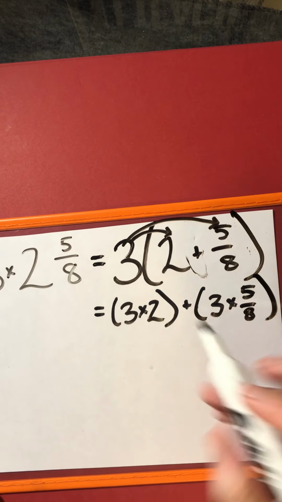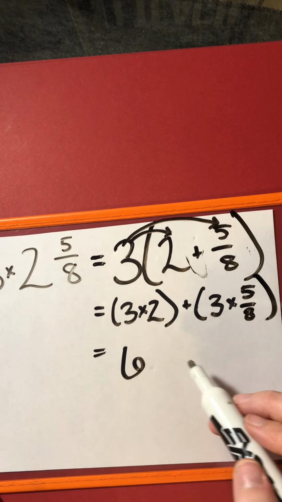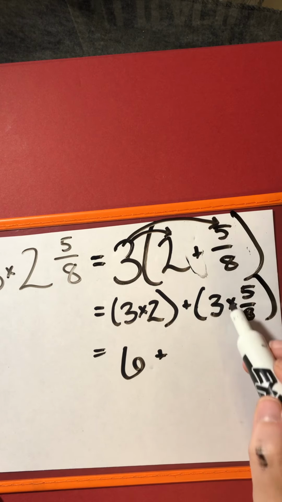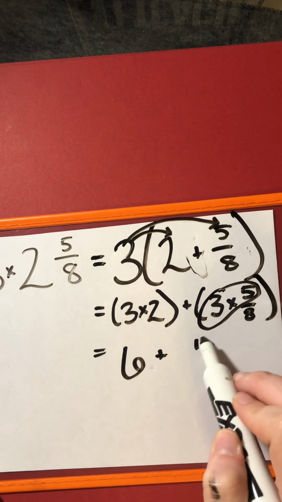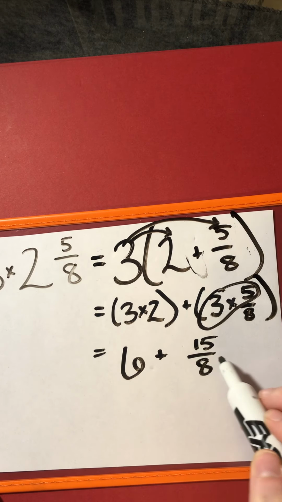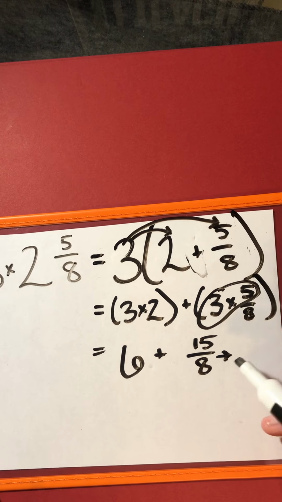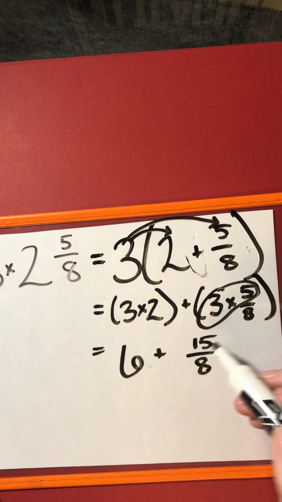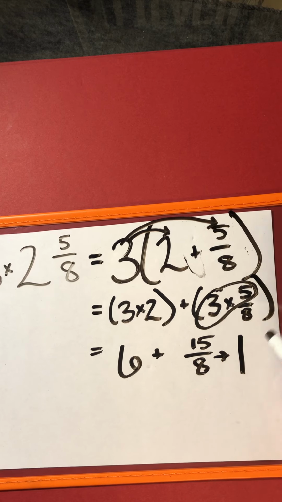Okay. Here I have 3 times 2, which is 6. I'm going to add 3 times 5/8, which is going to give me 15/8, which I'm going to turn into a mixed number. I know that 8 can go into 15 only one time, and there is 7 left over. So my answer is 1 and 7/8.